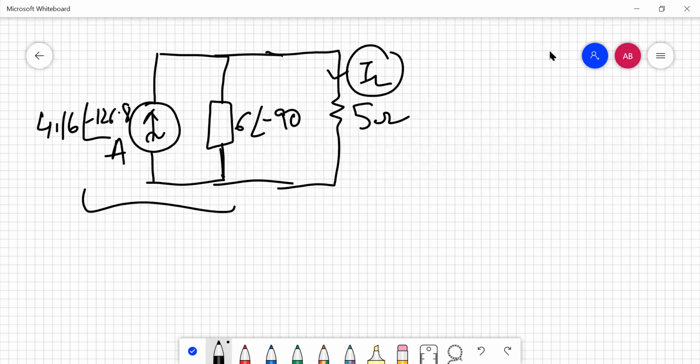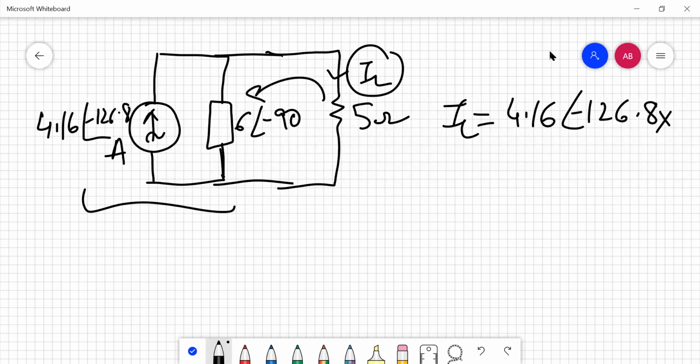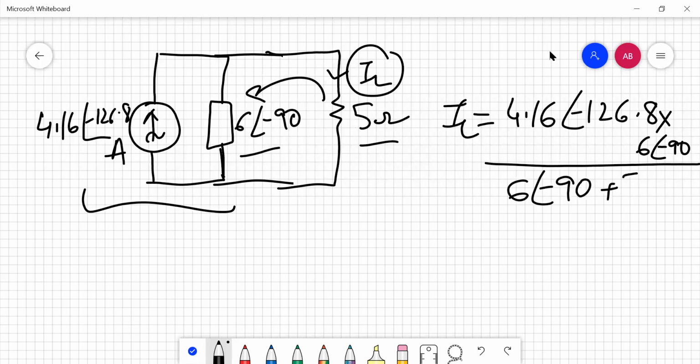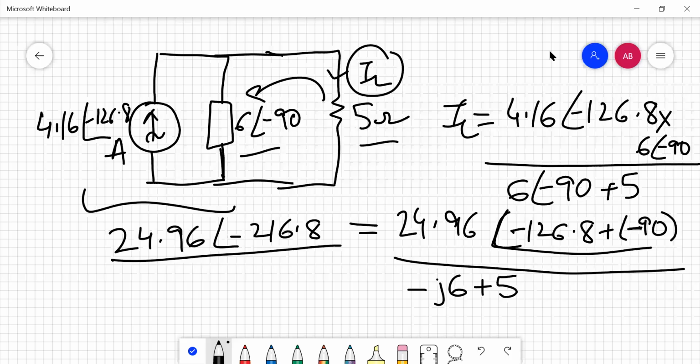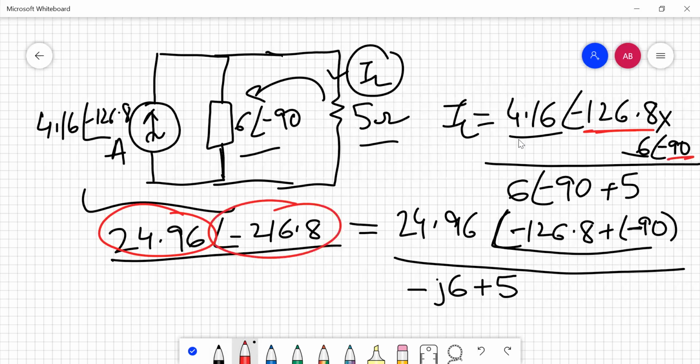Using the current division rule, we will be directly applying the formula. So this IL will become equal to total current given by 4.16 angle minus 126.8 multiplied by the opposite branch impedance, that is 6 angle minus 90, and divided by the sum of these two impedances, that is 6 angle minus 90 plus 5. So let's convert them again. Now multiplying 4.16 by 6 will give me the value of 24.96, while the addition of minus 126.8 and minus 90 will give me the value of minus 216.8.